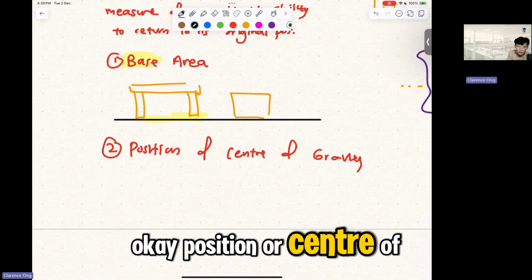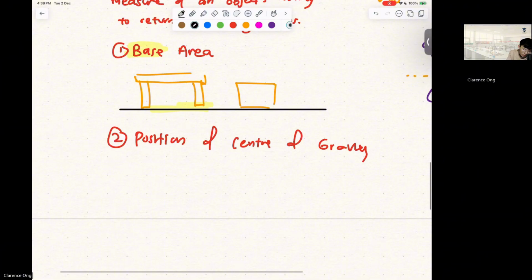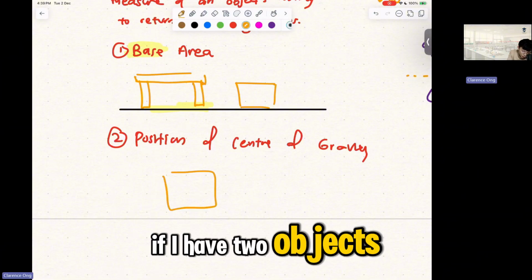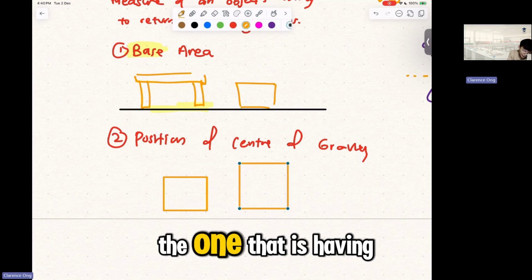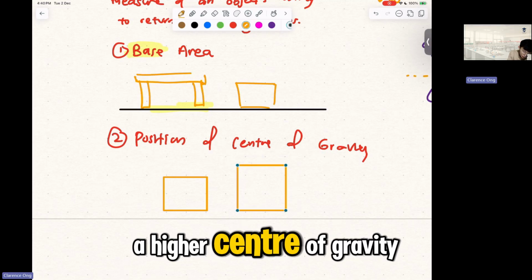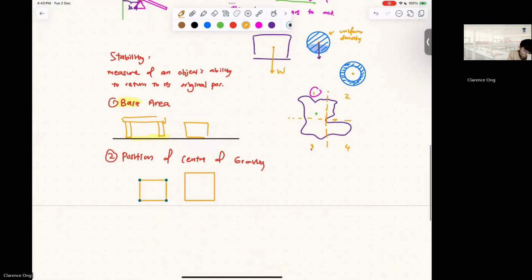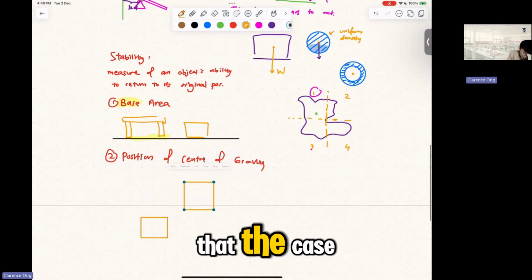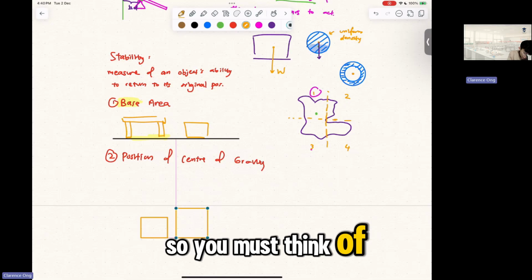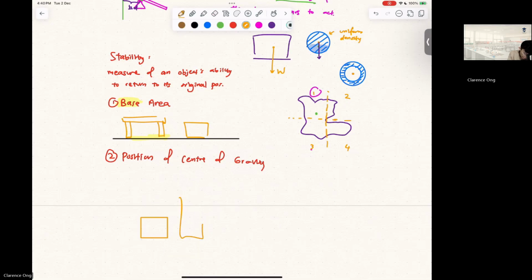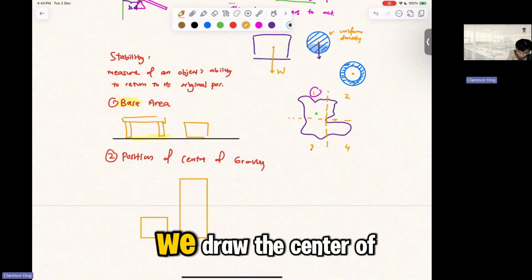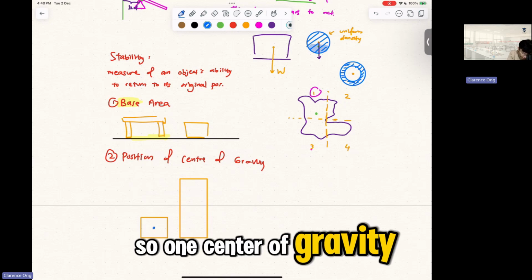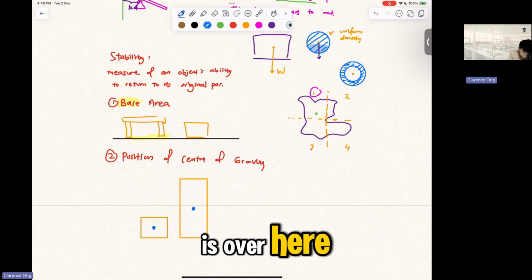Okay, position of center of gravity. If I have two objects with the exact same base area, then definitely the one that is having a higher center of gravity will be less stable. Why is that the case? So you must think of a situation. Let's say we have two boxes. Let's say these two objects have the exact same base area. We draw the center of gravity. So one center of gravity is here, and then the other one is over here.